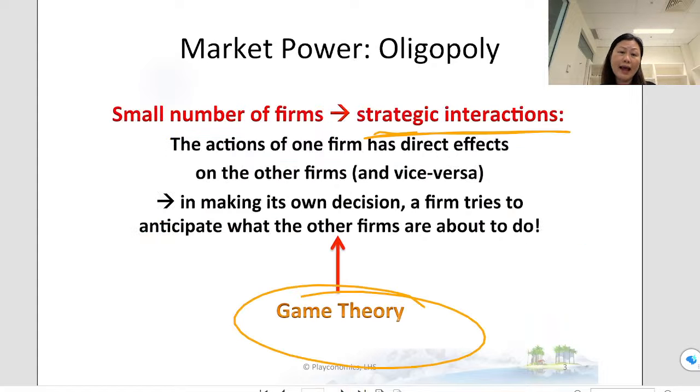We also talked about how these small number of firms have strategic interactions, indicating that the actions of one firm has direct implications on the other firms and vice versa. And we also said that in making its own decision, a firm tries to anticipate what the other firms are about to do. And this is what we call game theory. And we're going to basically talk about game theory for all of the rest of this chapter, which we are going to finish today.